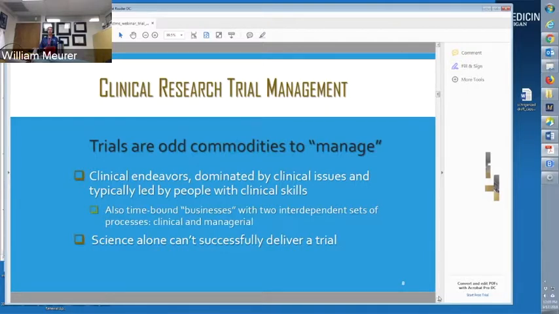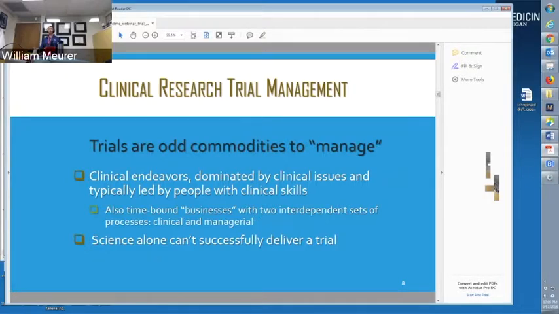But I think this is one of the key slides. This is an odd commodity to manage. It is a clinical endeavor dominated by clinicians, many of whom were trained clinically, but it also is in certain respects a business. You are trying to get to an answer in your trial, and we do love focusing on the science. And many of us, if we are in academia, the whole idea of the business of a trial, or the business of our personal research enterprise or our department's research enterprise, can be something that is a little bit obscure to us and something that we have to learn about.